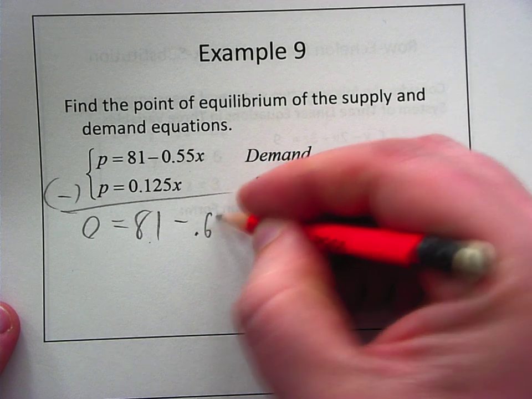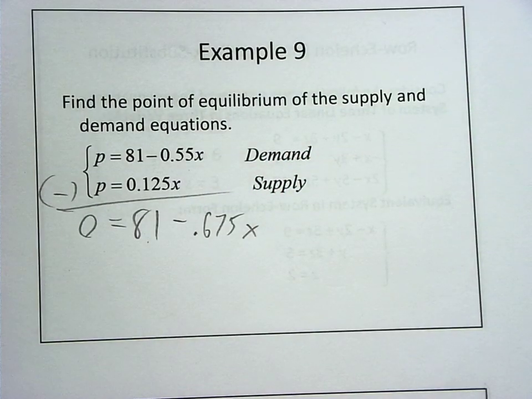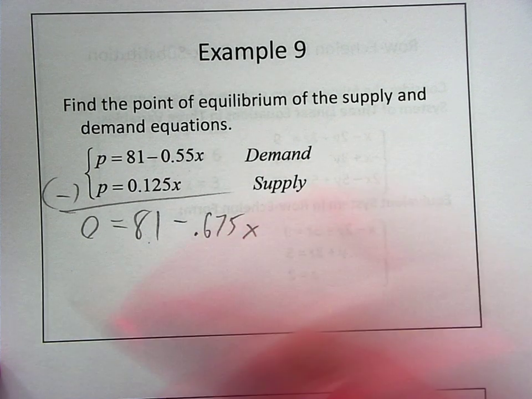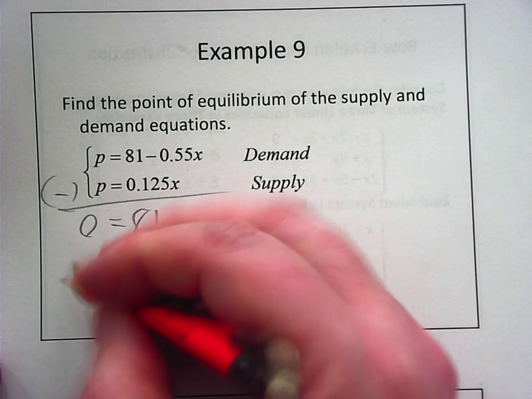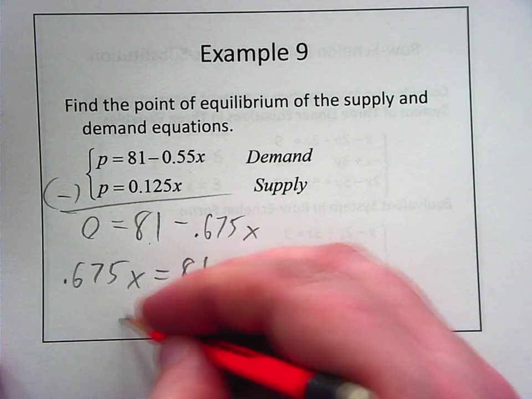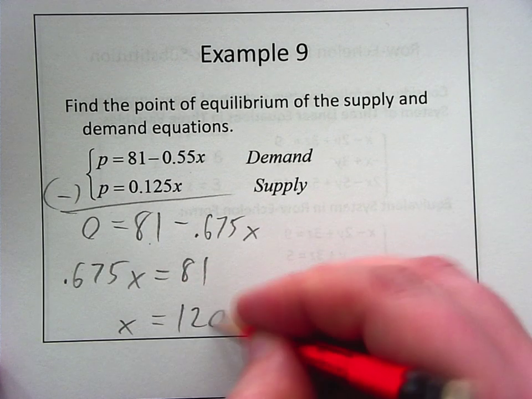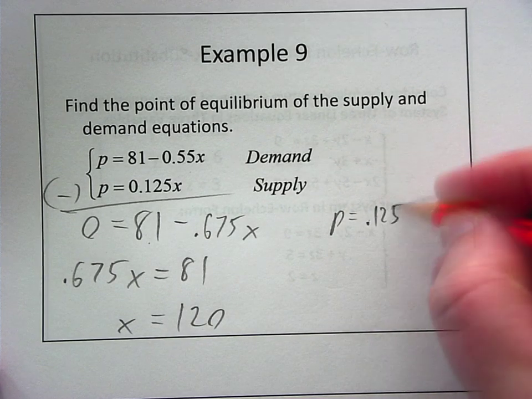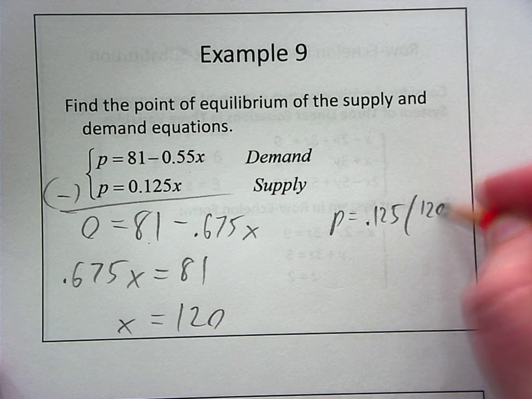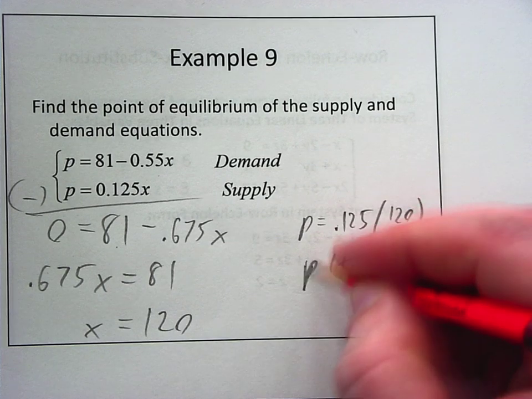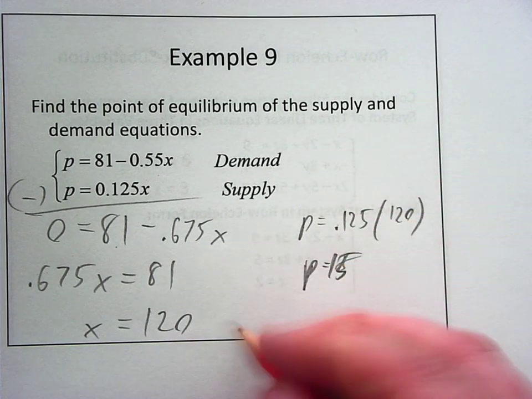Point 675 x. Then you solve for x. I would actually just move the other over, because that's going to get rid of my negative signs entirely. Add the 0.675, then divide. You get 120. Plug in the 120. P is going to be equal to 1/8 times 120. What's 1/8 of 120? 15. So those are your two answers.